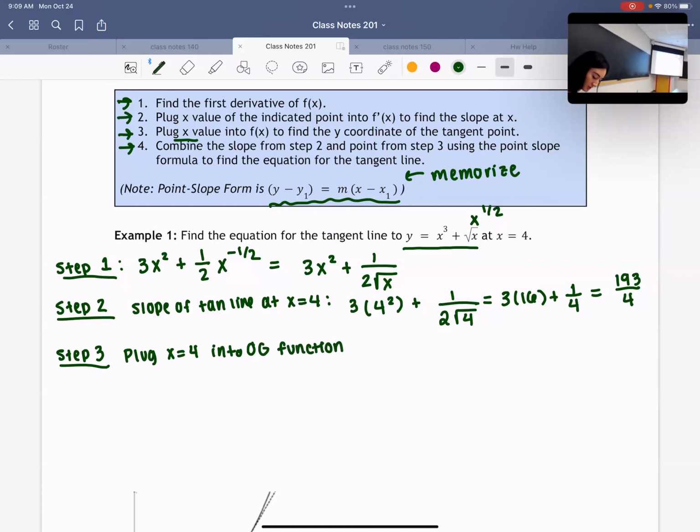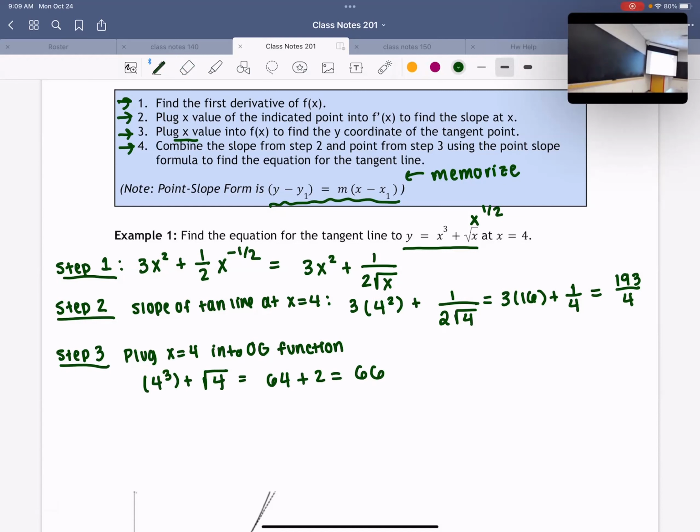So I'm plugging x = 4 into y = x³ plus the square root of x. So this becomes 4 cubed plus the square root of 4. And that's 8 plus 2, right? Which is, no, that's not true. 4 cubed is not 8. What's 4 cubed? 64. Okay, good. 64 plus 2. That looks a little bit better, doesn't it? Okay.